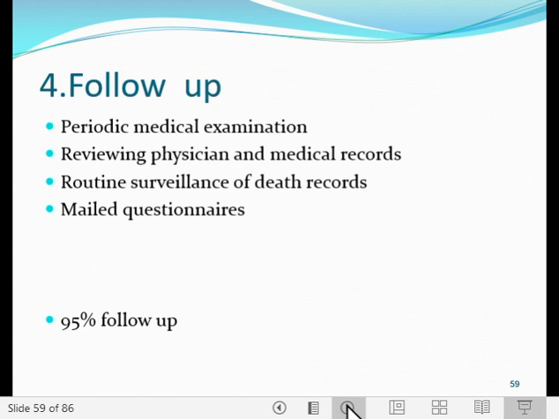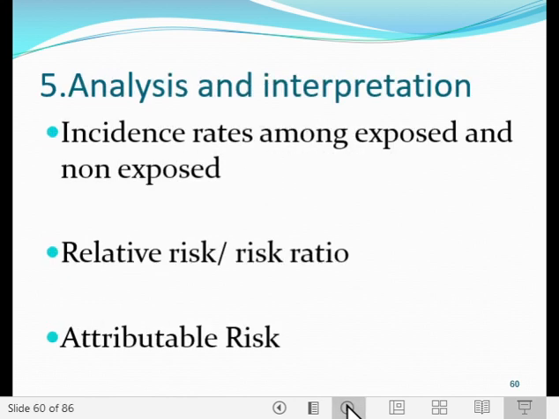Next, we need to do a follow up. We have to wait for the disease to occur, and that is why this study takes a long time. During the follow-up, you need to do periodic medical examinations, reviewing the physician and medical records, routine surveillance of death records, mail questionnaire. Ideally, you need 90%, 95% follow-up of the patients by the time the study is over. There are cases which will drop out because of various reasons, either they migrate or they stop being cooperative. So, at least 95% of the patients should be followed up; the follow-up should be complete.